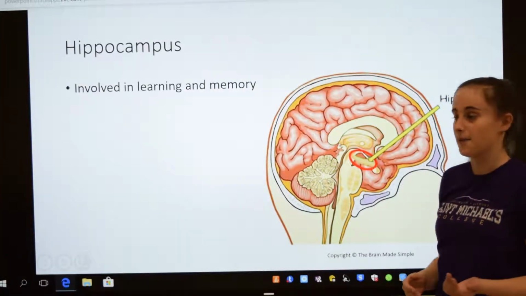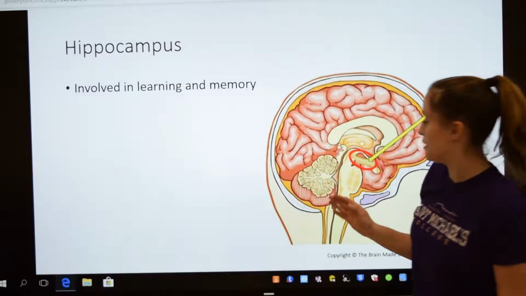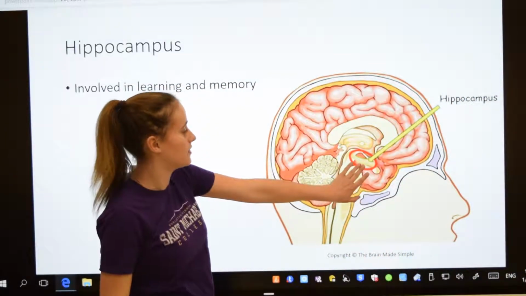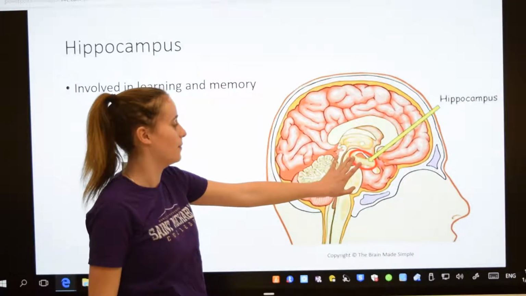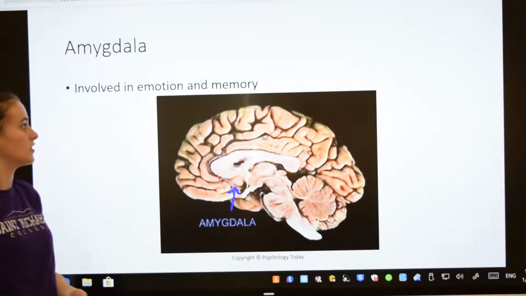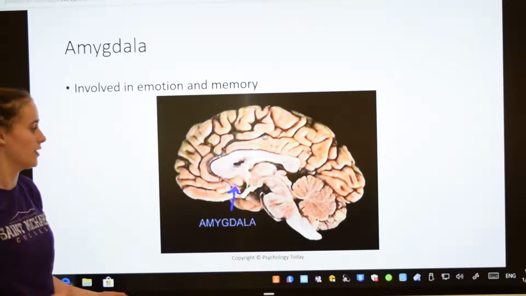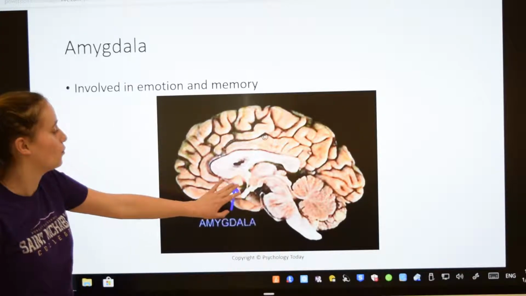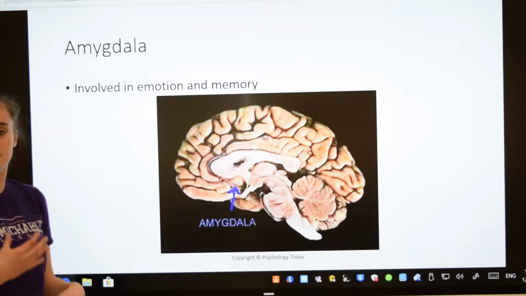Then you have the hippocampus, which is involved in our learning and memory. And the hippocampus is located right here within the brain. And then finally, we have the amygdala, which is responsible for our emotions and also memory, and is located right here, right near the hippocampus because of the connection between them and memory.